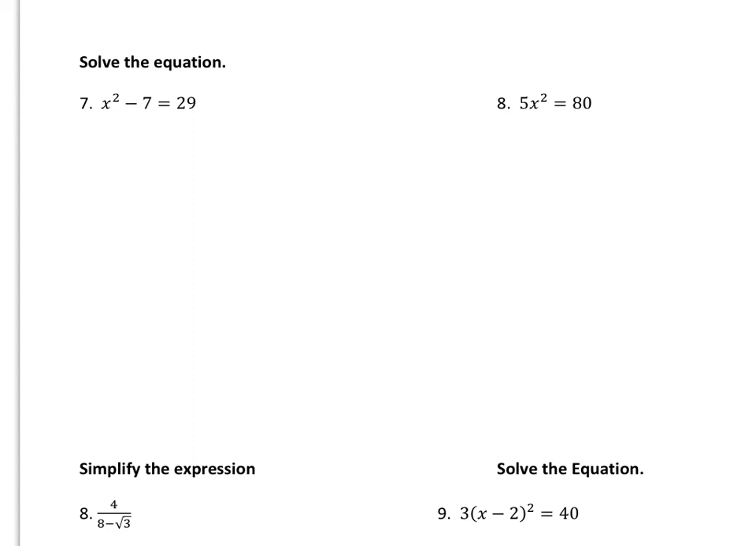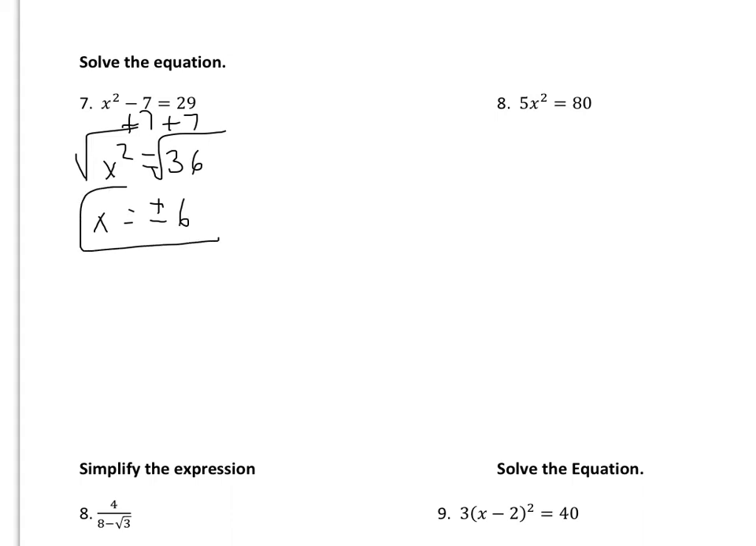Okay, this one says solve the equation. Add 7. X squared equals 36. Square root both sides. X equals plus or minus 6. Why positive or negative? Because 6 times 6 is 36, and negative 6 times negative 6 is 36. So don't forget that.